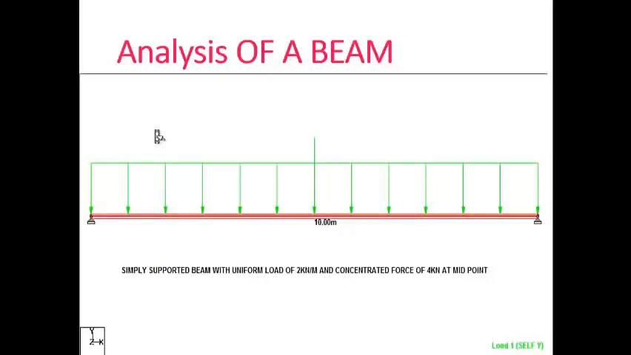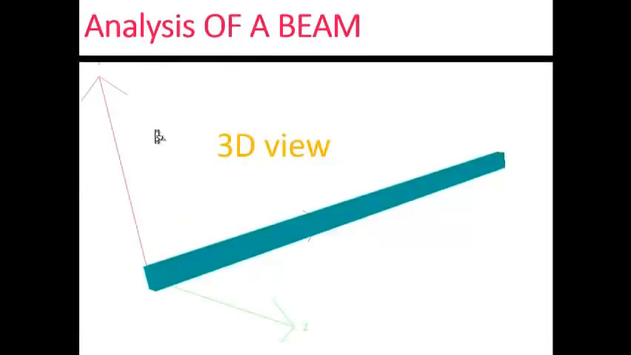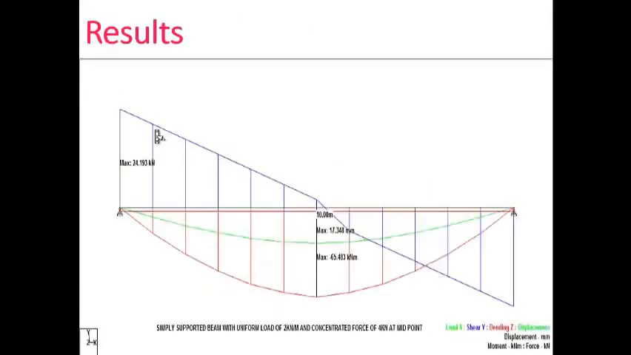Analysis of a beam. Now we analyze a simple beam using the STAAD. It is a simply supported beam with a uniform load of 2 kN per meter and a concentrated force of 4 kN at the midpoint. This is the 3D view of the beam. These are the analysis results of the beam. The blue line indicates the shear force diagram, the green line indicates the deflection diagram, and the red line indicates the bending moment diagram.